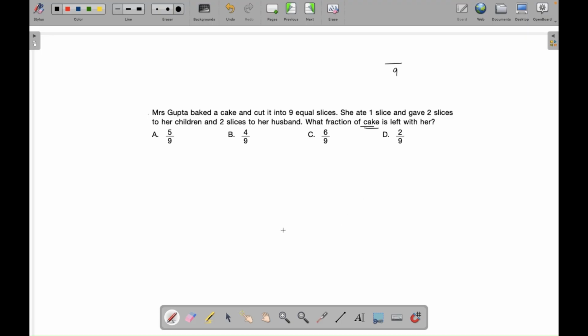Numerator is the number we are interested in. We are interested in the fraction of cake that is left with her, or the number of slices that are left with her. Now she ate one slice and gave two slices to her children and two slices to her husband. So overall, they all consumed five slices in total, and she is now left with only four slices. So only four out of those nine slices are left with her. So this is the fraction.